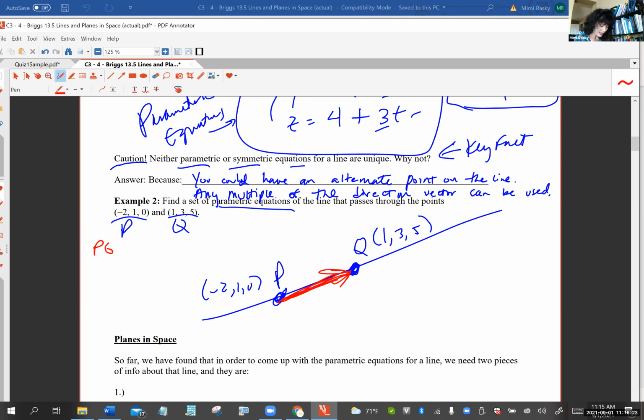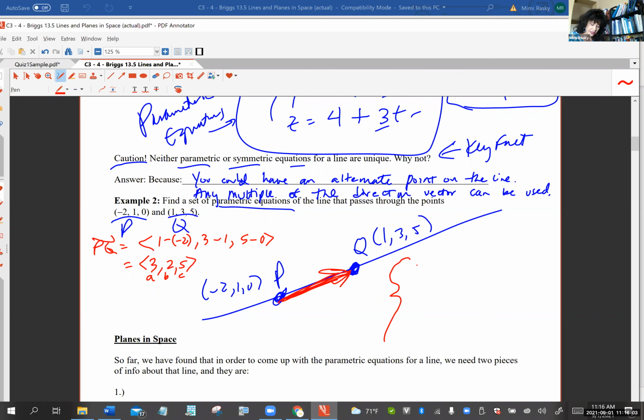So let's go ahead and do that. PQ, and I'll do terminal minus initial. So I'm going to go 1 minus a -2, comma, 3 minus 1. And folks, on your quiz, I noticed some people do this in their head. I want to see that intermediate step on your paper. I don't care if you're good at doing a lot of arithmetic in your head. Write it down so somebody reading your work can follow that logic. So then when I actually do the arithmetic, let's see what I get here. 3, 2, 5. Great. And then these numbers are the ABC. Those are my direction numbers.